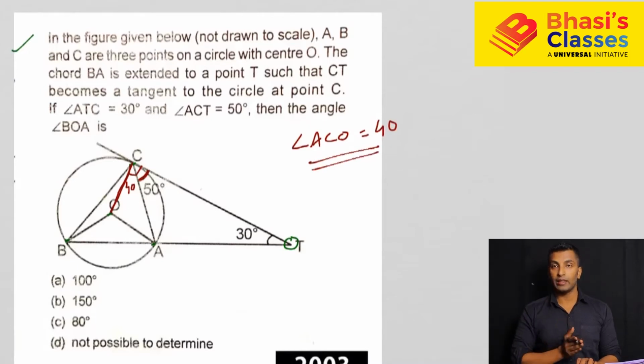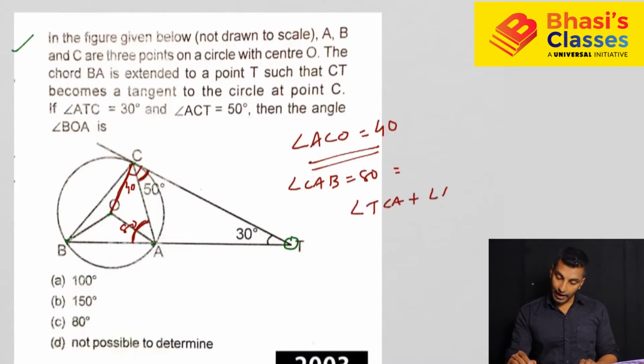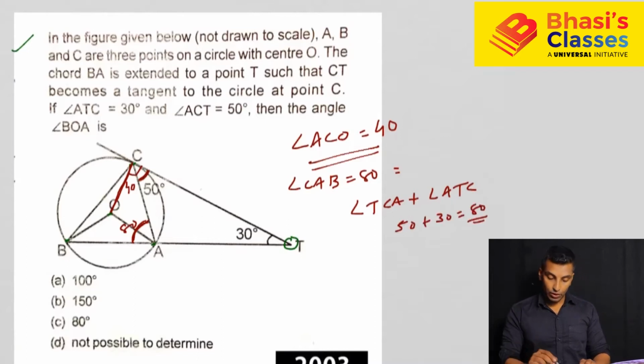We just join the radius to the tangent, or the point where the tangent touches the circle. So we just join, so we'll get 90 degree. Out of that ACT is 50, so we get ACO as 40. Now it is clear that this angle CAB is going to be 80. Why is it 80? Angle CAB is actually angle TCA plus angle ATC. So 50 plus 30, which is equal to 80. So we got this angle.